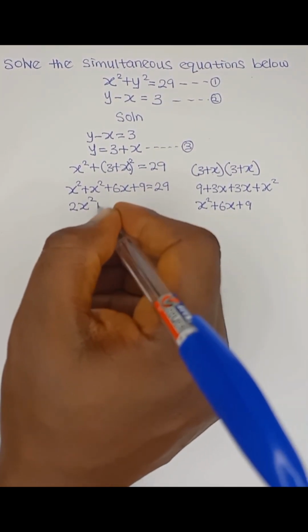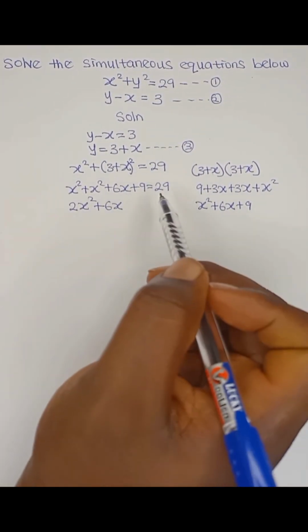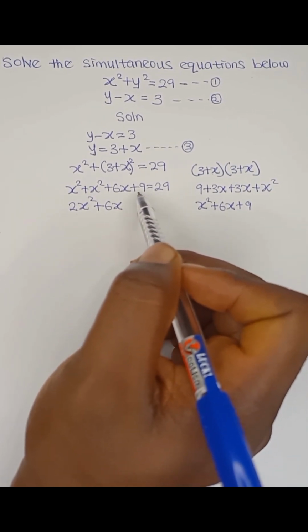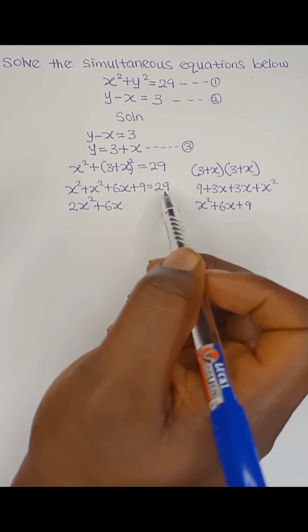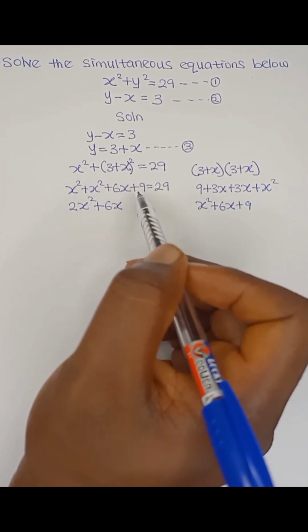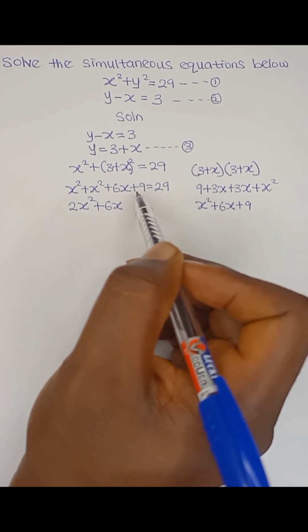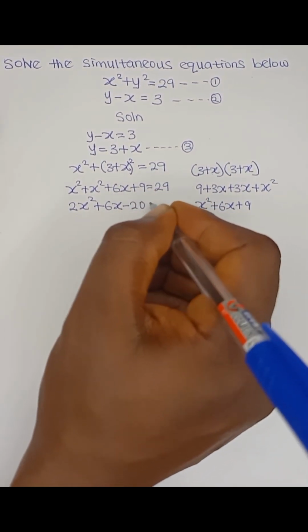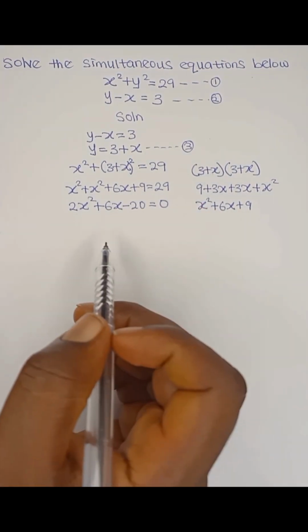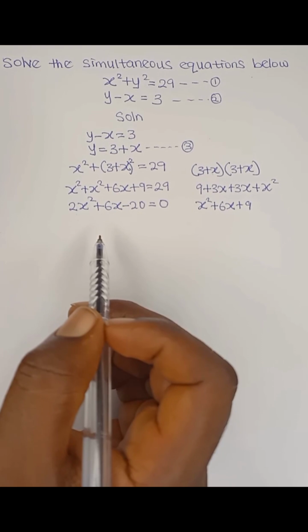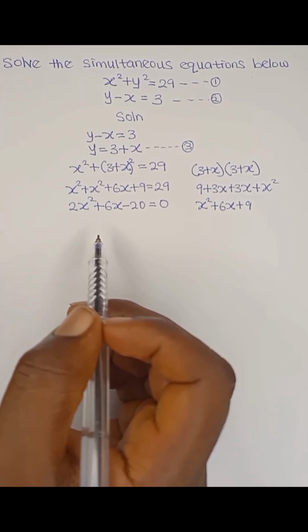2x squared plus 6x. In this quadratic equation, we see that there is a constant on the left and a constant on the right. So let's move this 29 to the left. When it crosses over the equal sign, it becomes negative 29. So plus 9 minus 29 is going to give us minus 20. It's equal to 0. So now we have a proper quadratic equation. We can solve this quadratic equation to find the values of x. Since it's a quadratic equation, x is going to have two values.